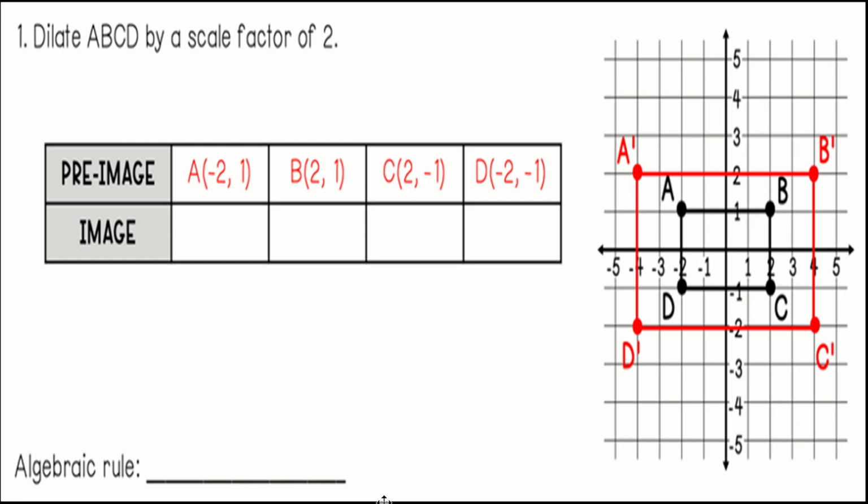All right, so you've got this sample here without the red on your sheet. Go ahead and fill in the ordered pairs on the pre-image. So for A, we got -2, 1. Point B is 2, 1. Point C is 2, -1. And point D is -2, -1.